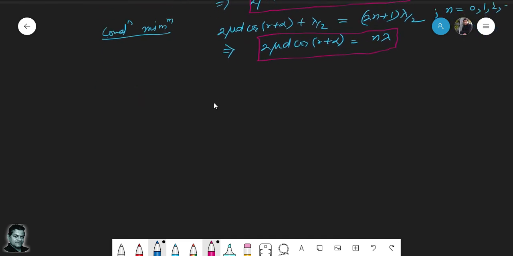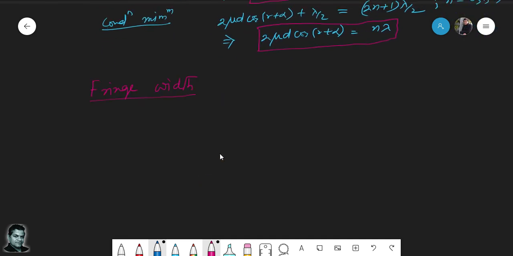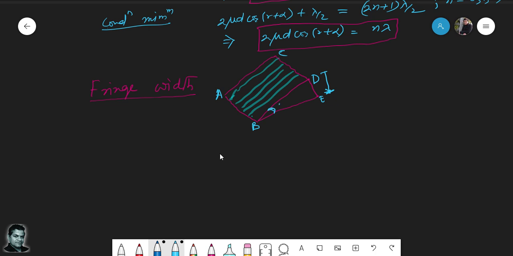So next we will look at the fringe width. Now to understand the fringe width, we look at a wedge-shaped thin film like this. So let's say this is our wedge-shaped thin film, and the thickness at AB is 0 and the thickness at the edge CD is the maximum. So this is the thickness at CD. The wedge angle is alpha. What would happen if a light falls onto this surface?